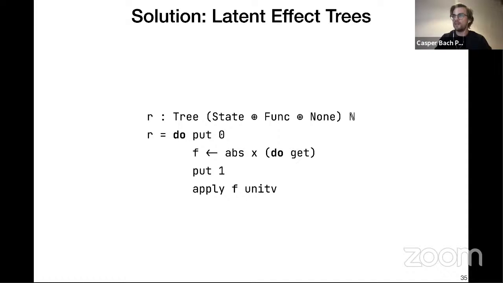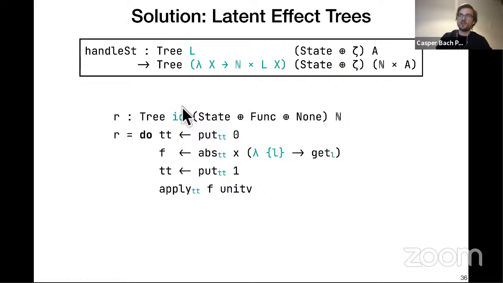This is the same program that I had before. We put zero, we have a function which gets the state of the reference cell, we put one, then we apply f to a unit value. This is the program where we've now changed from plain algebraic effect trees to latent effect trees. Here I start out with a tree which has the identity function because we have not applied any handlers to this tree yet, meaning there are no latent effects in the tree. At each node, I apply this latent effect functor to just the unit value. So initially, I associate just an extra unit value with each node in the tree.